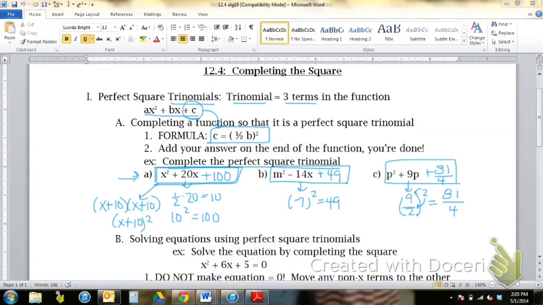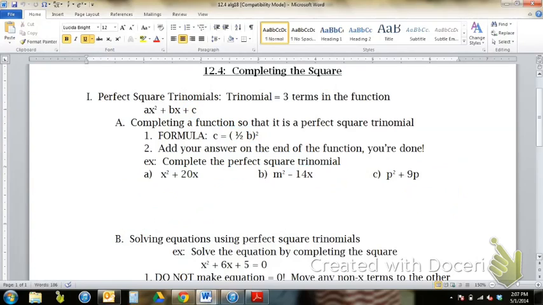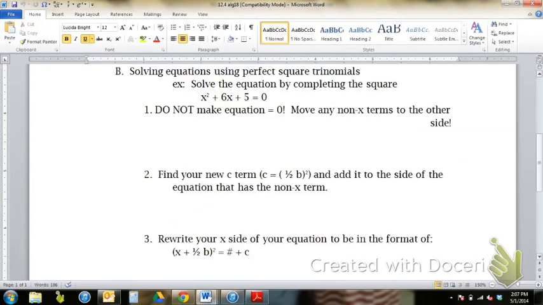Okay, so now we're going to use this idea to solve an equation that otherwise wouldn't factor or couldn't use the quadratic formula to solve it. So, moving on to the second part. Okay. Now, despite everything we've been learning up to now, if you are solving by completing the square, you do not make your equation equal 0. You want to move any non-x terms to the other side.